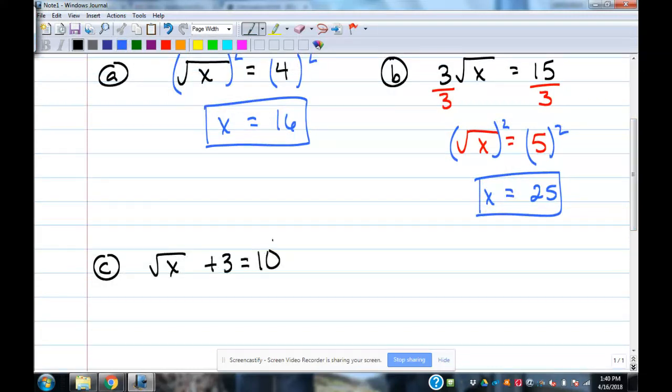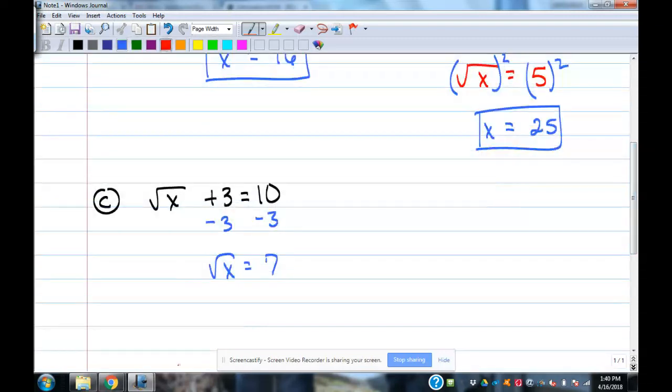Radical x plus 3 is equal to 10. Yeah, move the 3 by subtraction. Get it over there with the 10 because they're like terms. The radical x is equal to 7. Now what? Square. What's x equal to? 29. Man, this is easy stuff. Oh yeah, it'll get a little tougher, but not too bad.